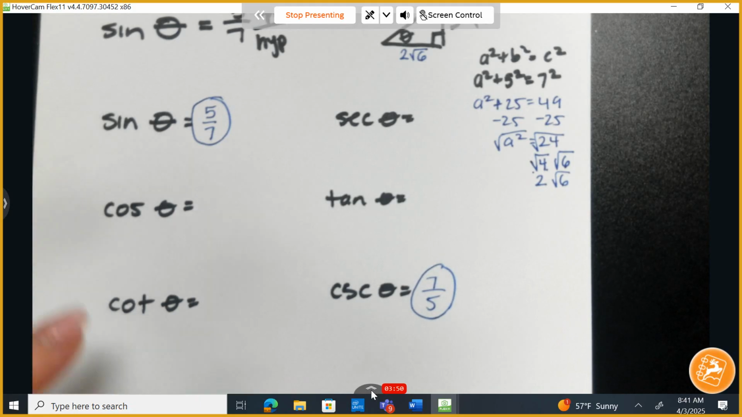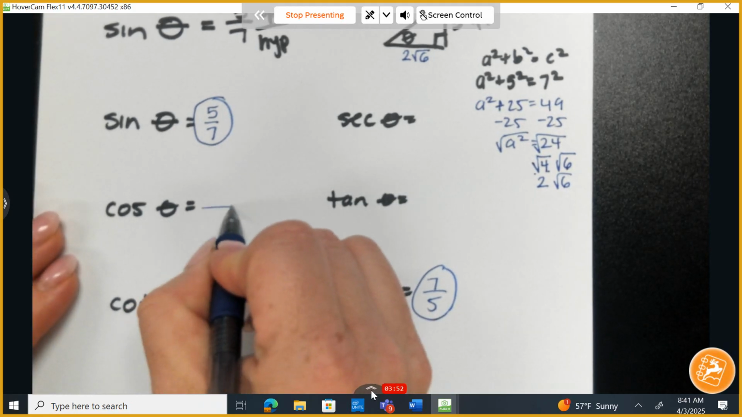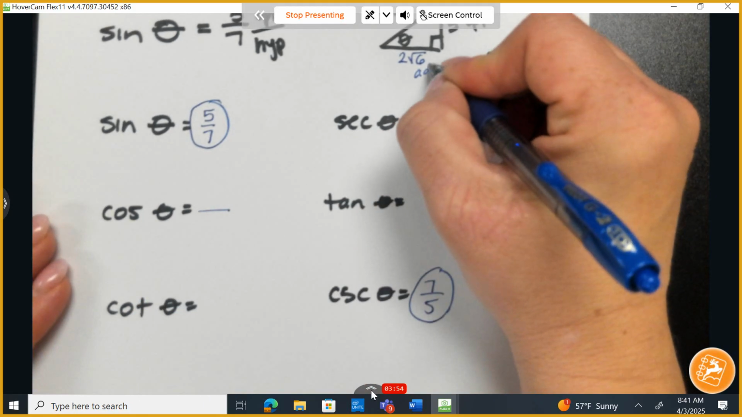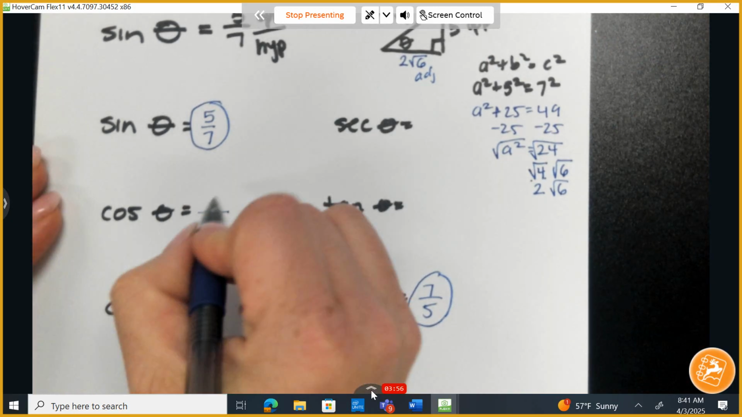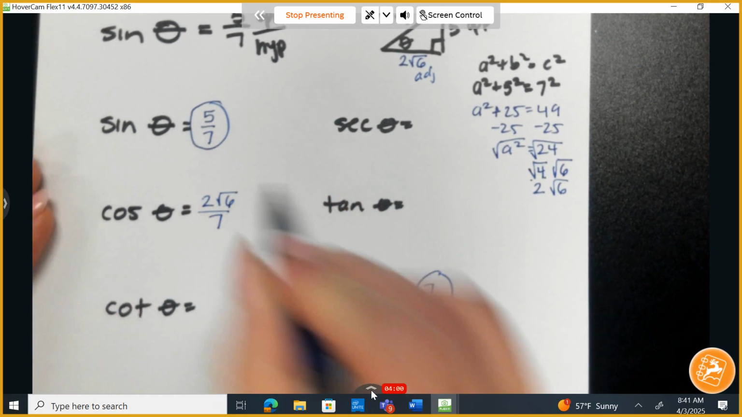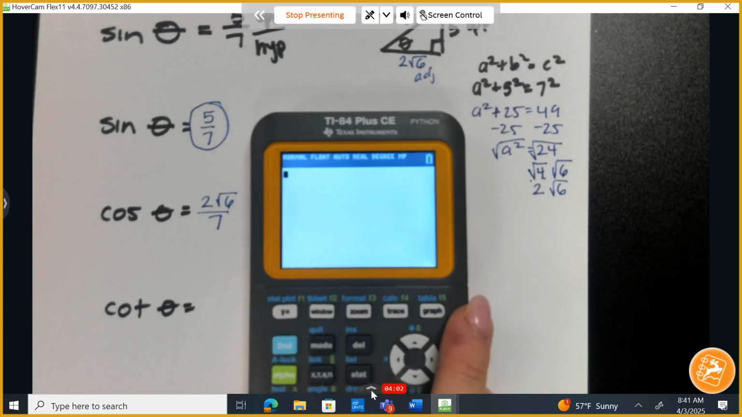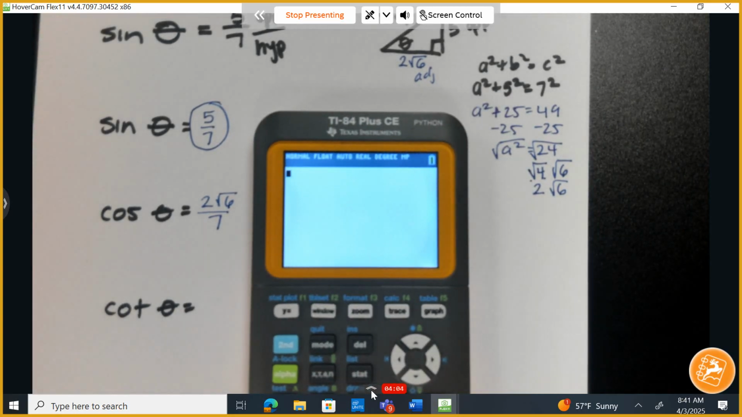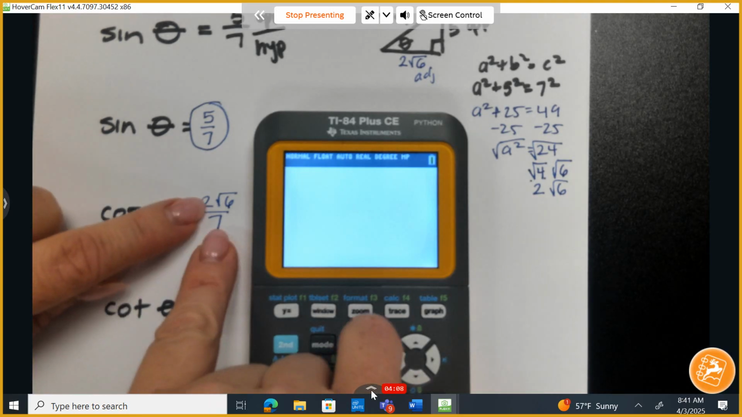Okay, next I'm going to go with cosine. Now cosine is going to be the adjacent over the hypotenuse. So I'm going to write down the adjacent. Adjacent is 2 square roots of 6 over 7. And now I'd like everybody to grab your calculator. I see 3 different numbers here, 2, square root of 6, and 7.